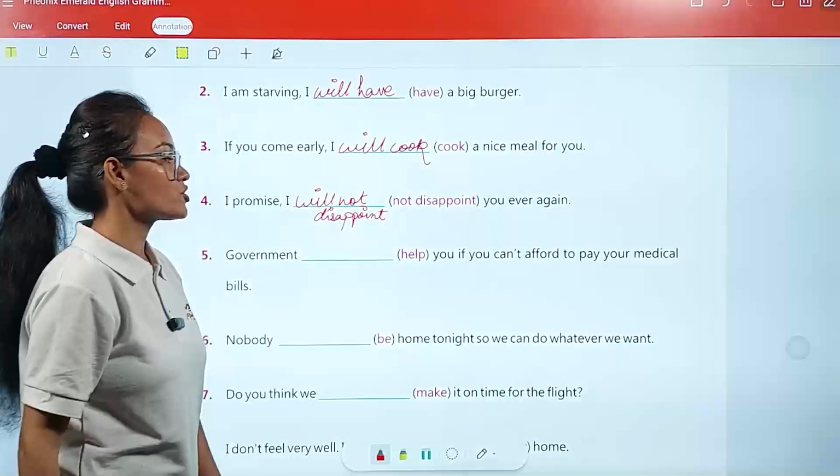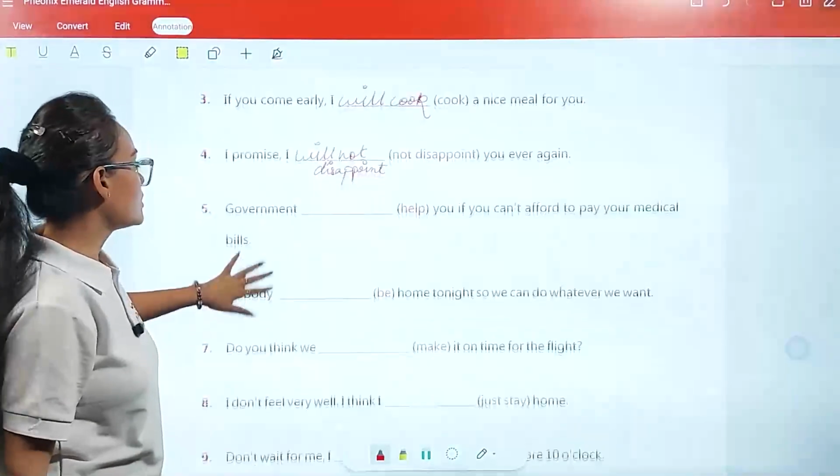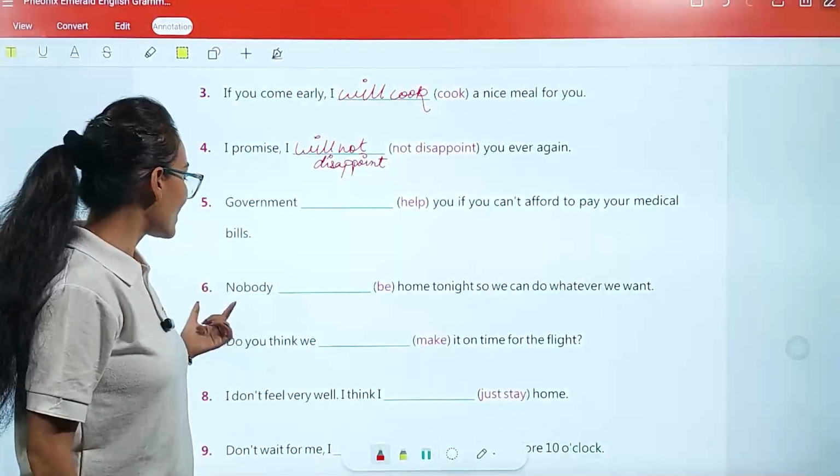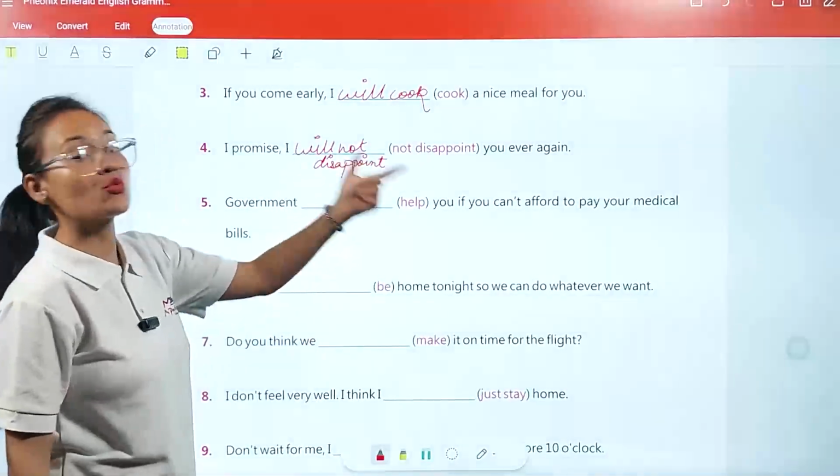I will not disappoint you ever again. Fifth one: government - help you if you can't afford to pay your medical bills. Government will help you.